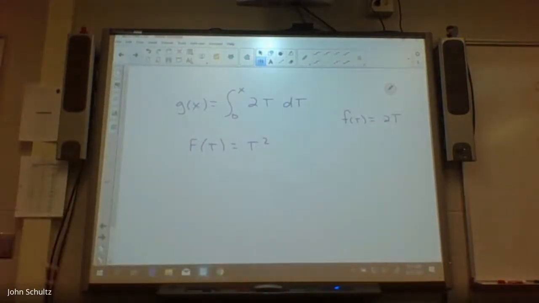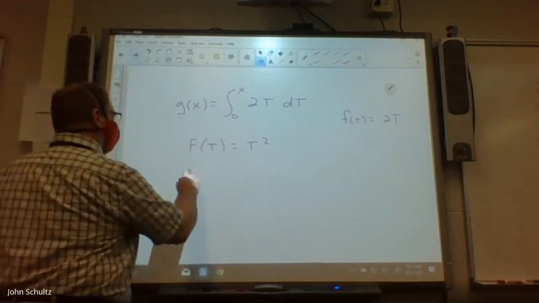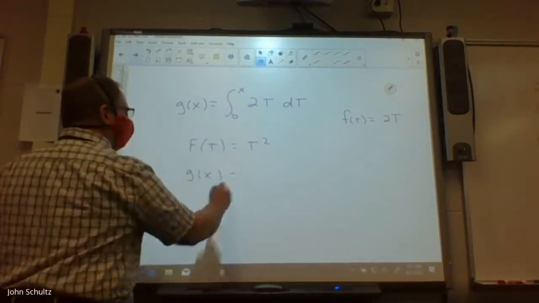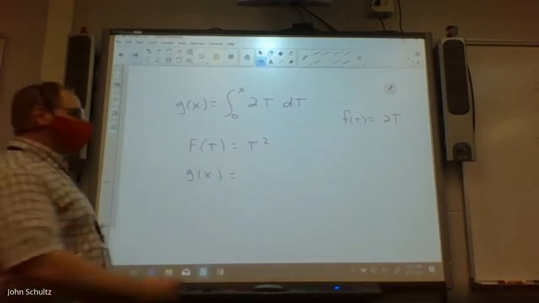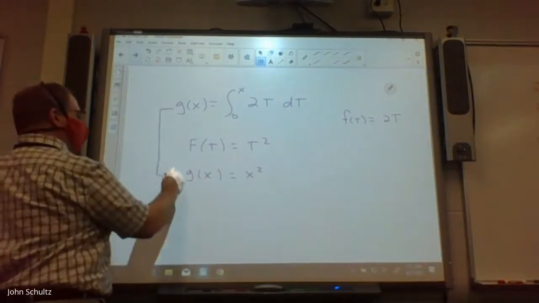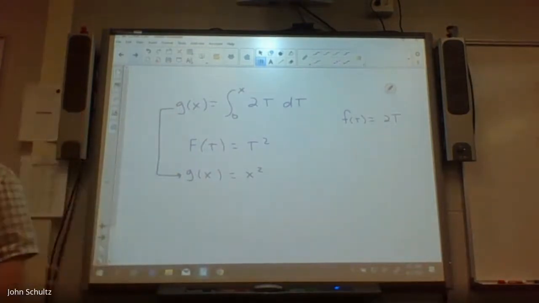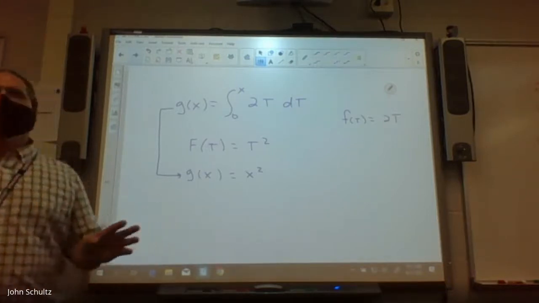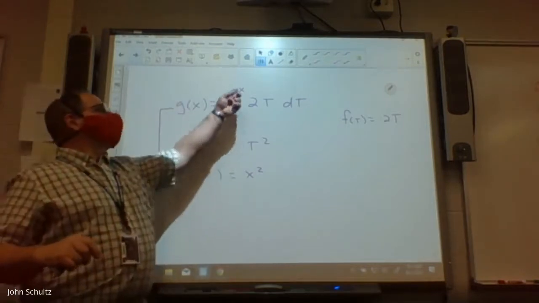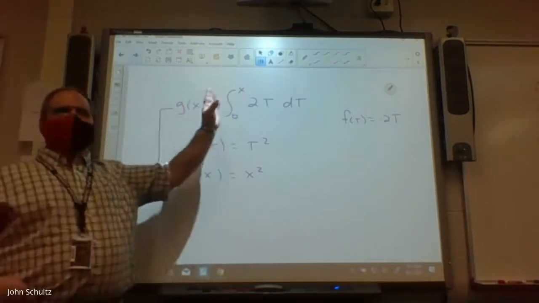So that means that if the fundamental theorem of calculus is really true, g of x should be equal to this evaluated at x. So this should be equal to x squared. So if I were to graph this and graph this, they should give me the identical thing, right? And again, don't get confused. This is technically a definite integral, but it's not really because it's going from 0 to a variable. So this is really a function.